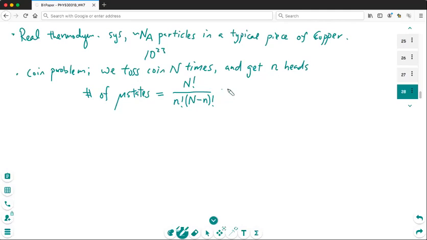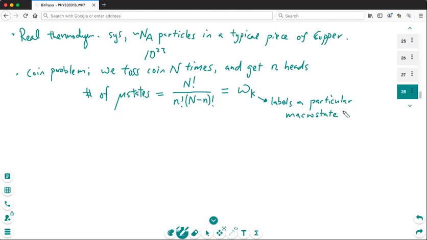Okay, and this I'm going to call omega k. This k is just an index for me to refer to a particular macrostate. So this index labels a particular macrostate, and this macrostate I need to describe for you, and the description is simply a macrostate with 3 heads and 1 tail.